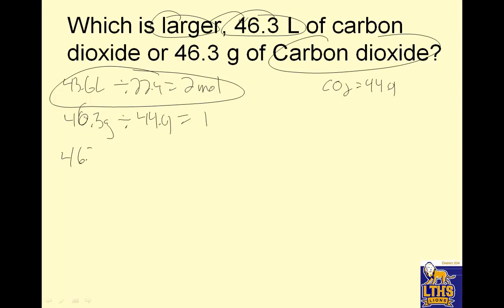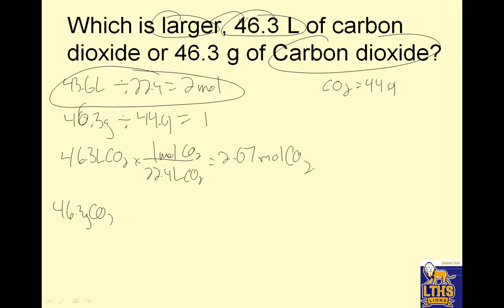Now I'm going to do it for real because that's what most of you would have done. Liters of CO2 times dividing bar. I'm going to convert them both into moles. 22.4 liters is 1 mole CO2 for both of these. You do want to put down what type it is, because in the next chapter it's going to matter and get confusing. And yes, it does cost you points. So 46.3 divided by 22.4 is 2.07 moles CO2.